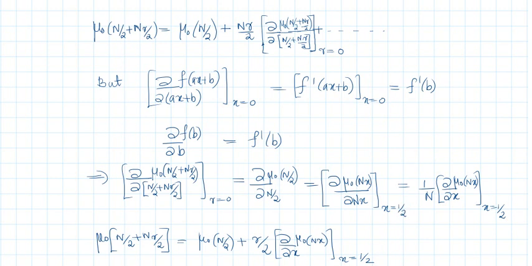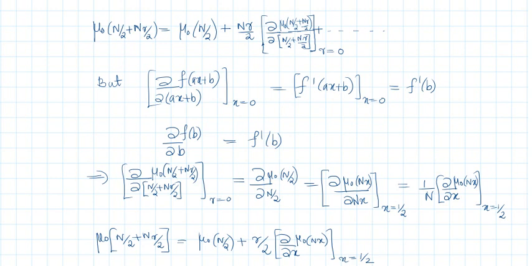Then you can take this n outside because this n is a constant. This 1 by n into dou by dou x of mu 0 of nx, you can write it like this at x equal to half. So replace this term with this one. This n will cancel with this n. So mu 0 of n by 2 plus nr by 2 is equal to mu 0 of n by 2 plus r by 2 into dou by dou x of mu 0 of nx evaluated at x equal to half.